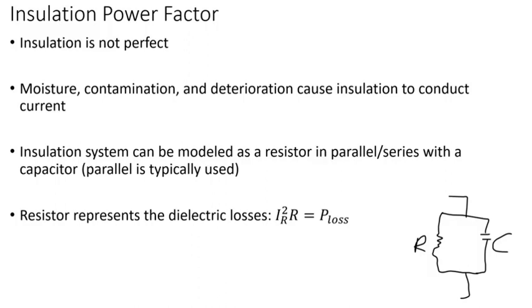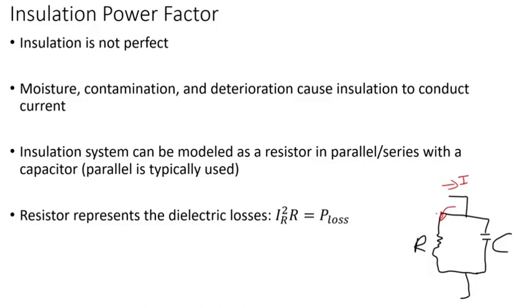So in this video, I'll continue the discussion on transformer insulation power factor. As I stated in the previous video, the transformer insulation can be modeled as a capacitor in parallel or in series. The parallel combination is typically used in parallel with a resistor. Then when you apply AC voltage, some total current will flow.